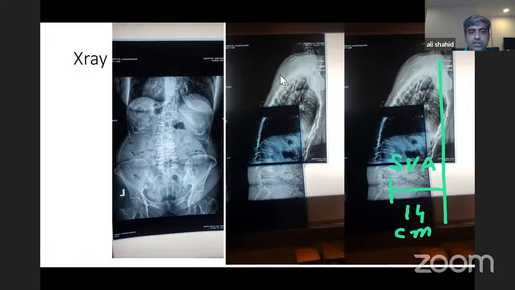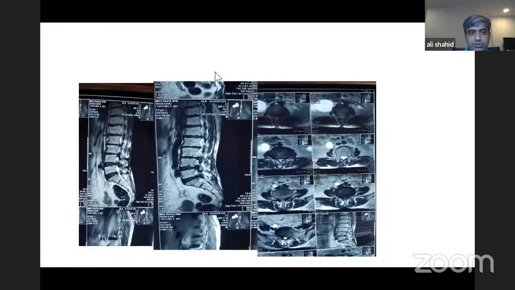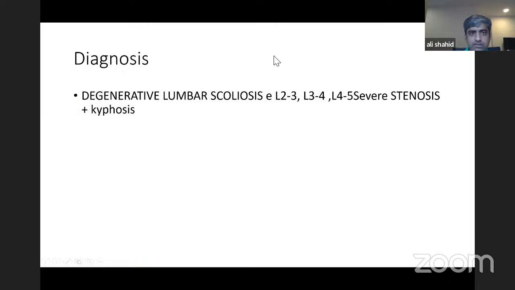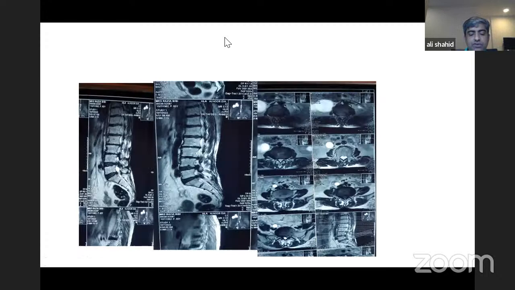X-rays showed L2-3, L3-4 degenerative scoliosis with stenosis. We can see in the lateral views of the X-ray the patient in positive sagittal balance of about 14 centimeters or so, and the discs of L2-3, L3-4 are kyphotic. MRI showed significant stenosis at L2-3, L3-4, and L4-5. The patient was generally not fit for anesthesia because of her cardiac conditions. The diagnosis was made: degenerative lumbar stenosis with scoliosis with L2-3, L3-4, L4-5 stenosis with kyphosis. So I'll stop here and ask participants what will be their preferred procedure for this patient.